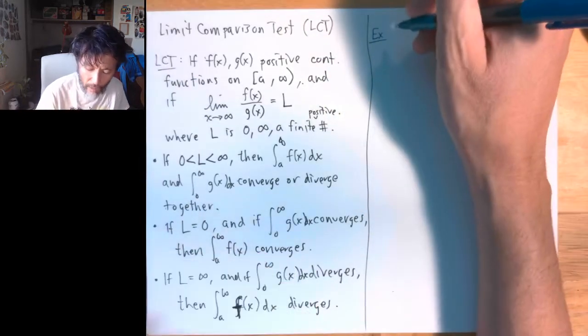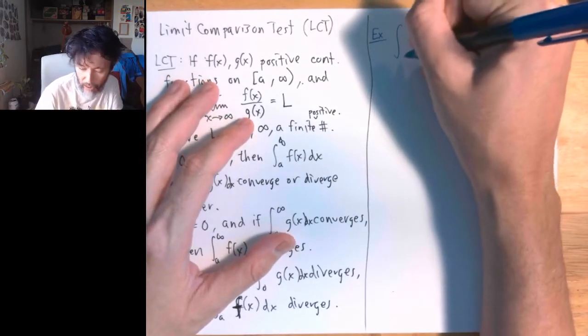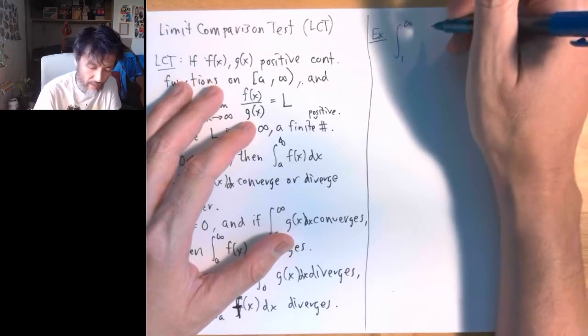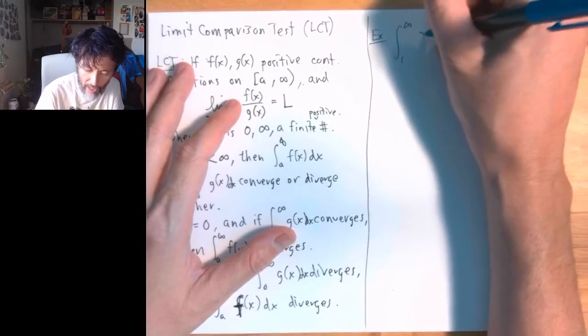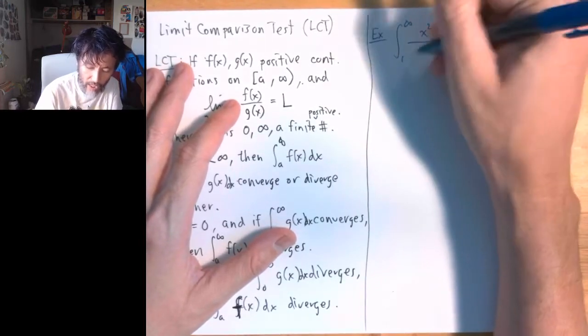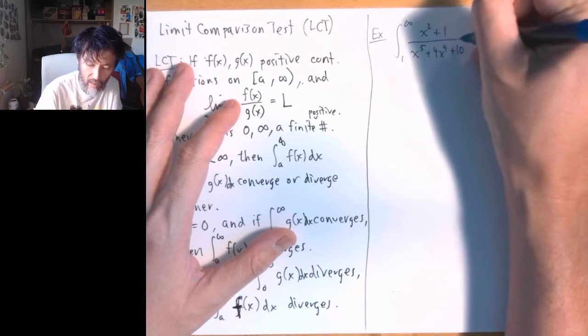So let's think about, for example, the integral from, let's say, 1 to infinity of, how about, I'm just making this up off the top of my head, x squared plus 1 divided by x to the 5th plus 4x to the 4th plus 10.